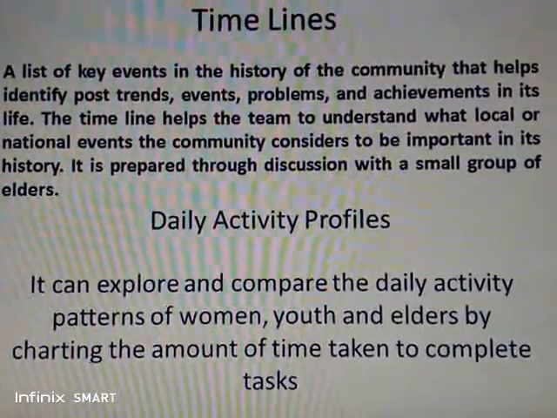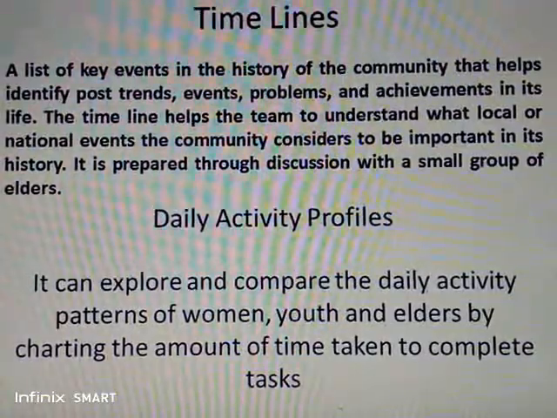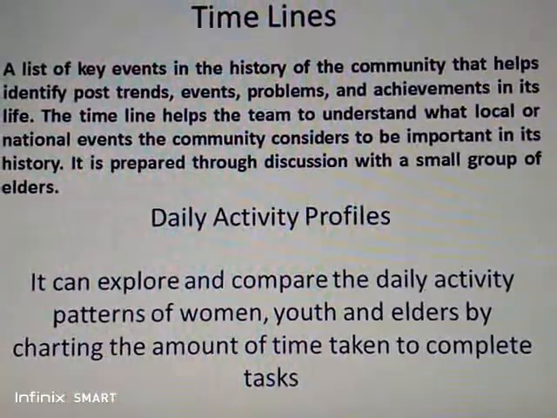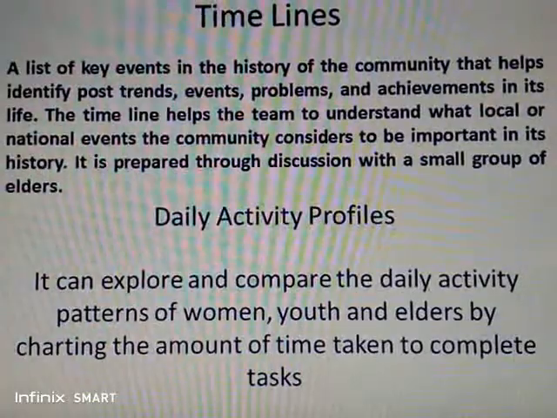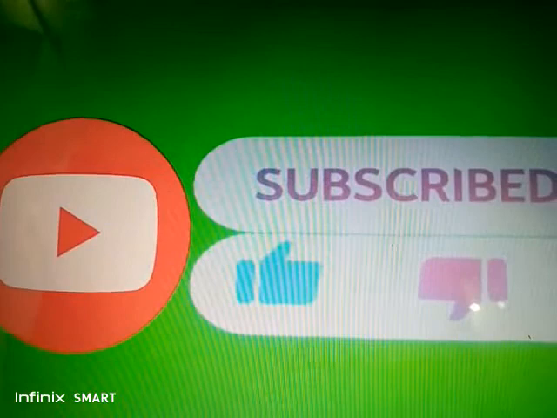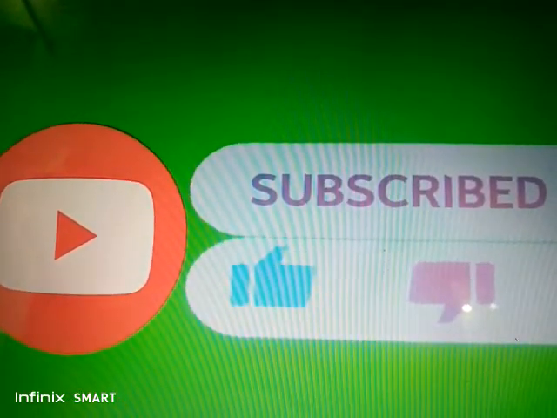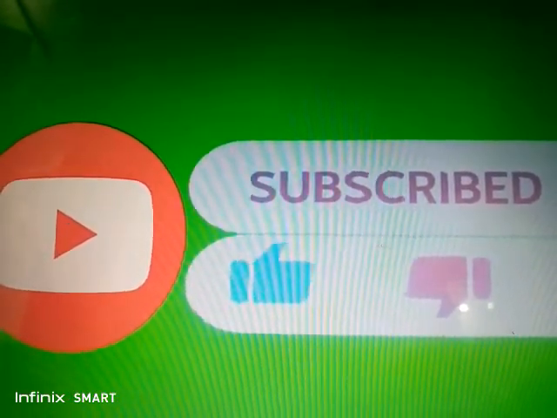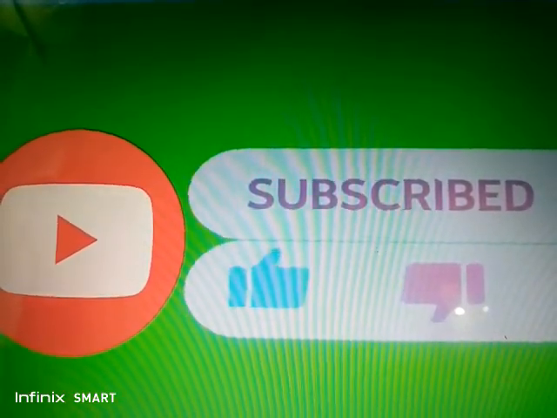Timeline. A list of key events in the history of the community that helps identify past events, problems and achievements in its life. The timeline helps the team to understand what local or national events the community considered important in its history. It is prepared through discussion with a small group of elders. Daily activity profile. It can explore and compare the daily activity patterns of women, youth, and elders by charting the amount of time taken to complete the tasks.